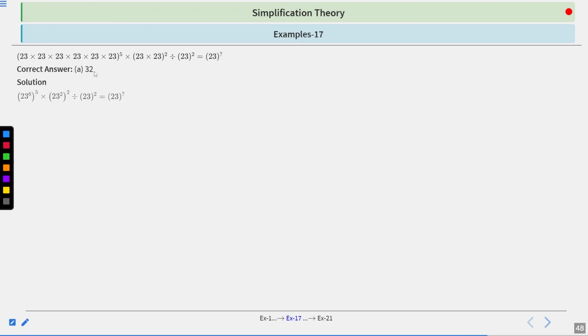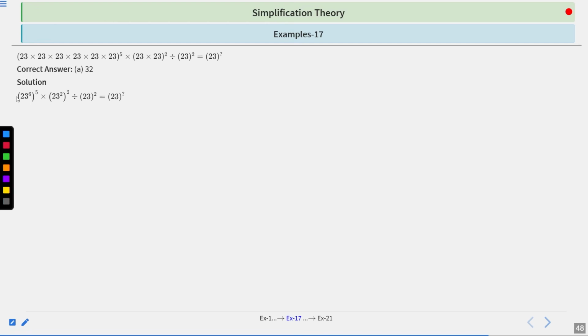Now see solution. So we can write it, first bracket 23 into 23 into 23 into 23 into 23 into 23. There are 6 times 23. So we can write it 23 to the power 6 whole power 5. In the same way, in the next bracket, we can write it 23 square whole square divided by 23 square, which equals 23 to the power question mark.